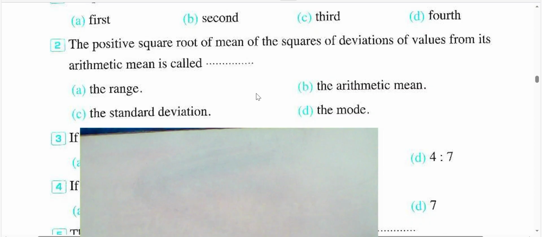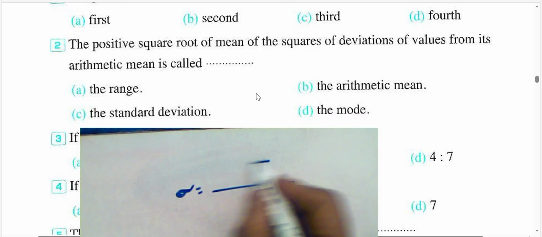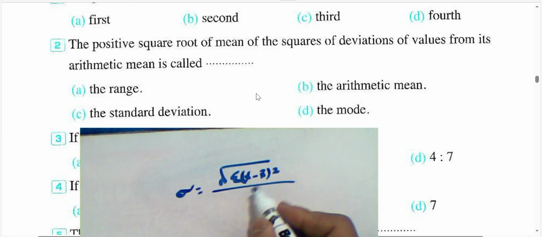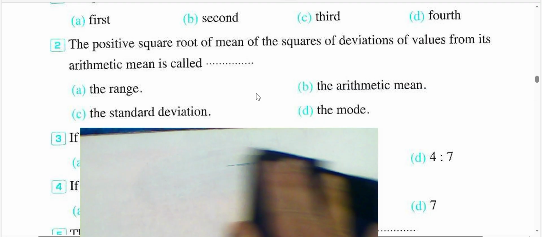Understood? You know the summation rule. We find the rule like this: square root of the summation of (x minus x bar) squared divided by the number of elements in this data. Then choose letter C, standard deviation.